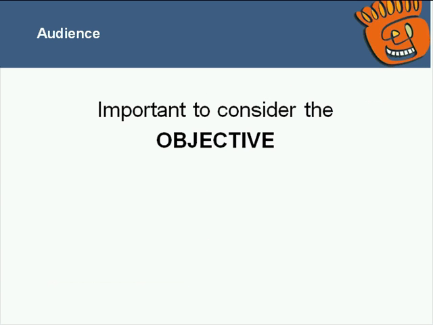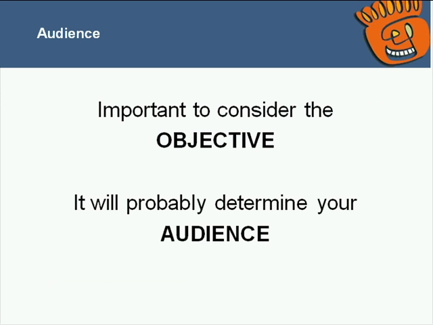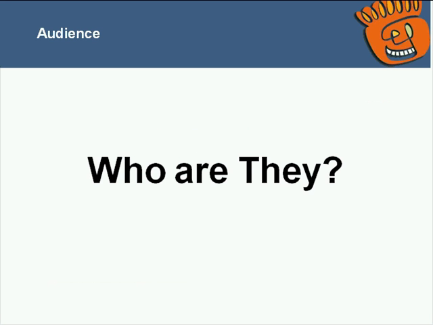Okay. It's important for you to consider your objective because that's probably going to help you determine your audience. So we're going to play a little game here called Who Are They? And since we can't have a show of hands and shouting out of things, you're going to have to keep your thoughts to yourself. But I think this little exercise is going to be pretty revealing in your thinking about identifying an audience.